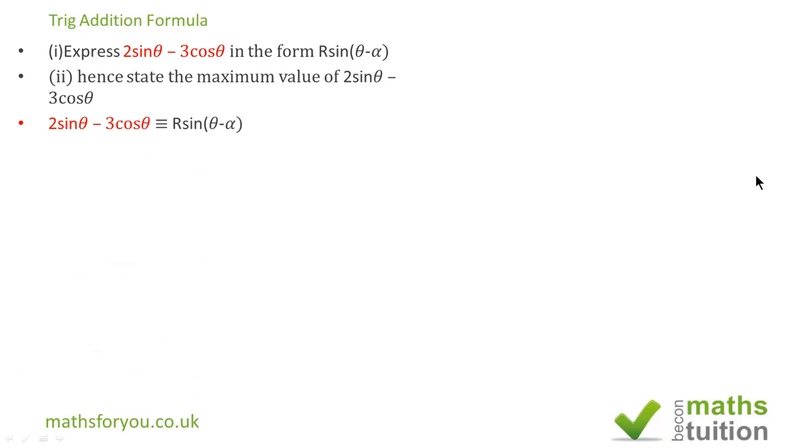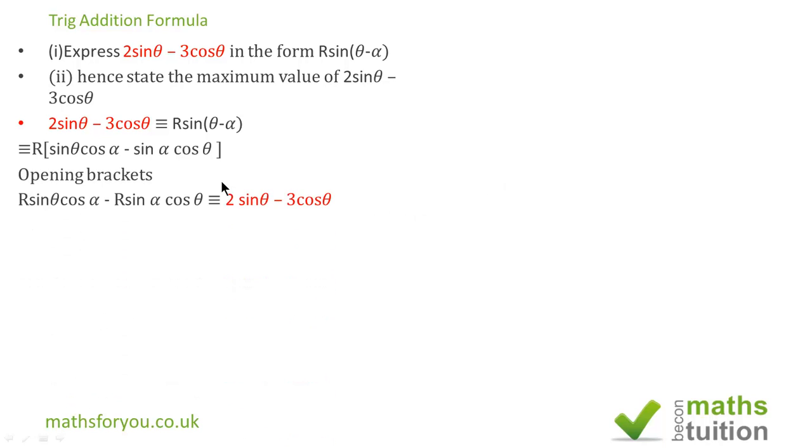If we now equate both sides, we have that 2 sin theta minus 3 cos theta is equivalent to R sin(theta minus alpha). If we now expand the right hand side, isolating R, we have sin theta cos alpha minus sin alpha cos theta. If we open up the bracket, we have that R sin theta cos alpha minus R sin alpha cos theta is equivalent to 2 sin theta minus 3 cos theta.